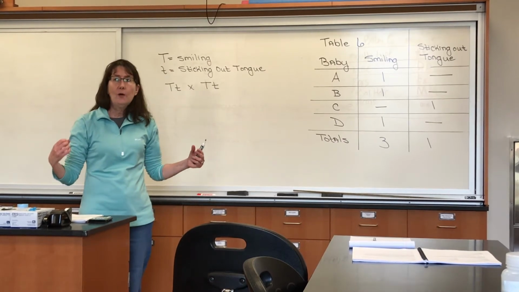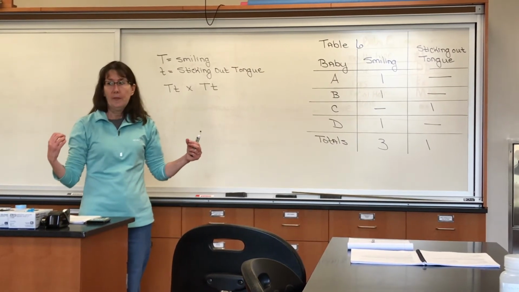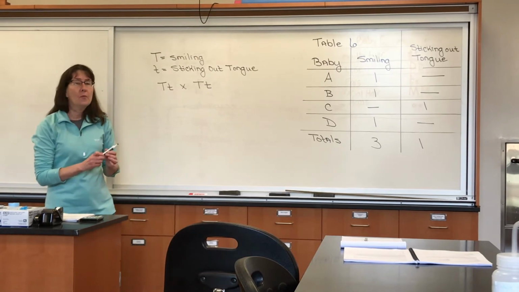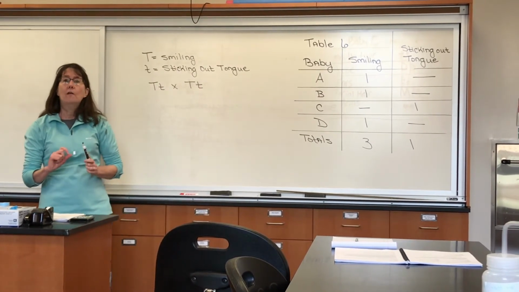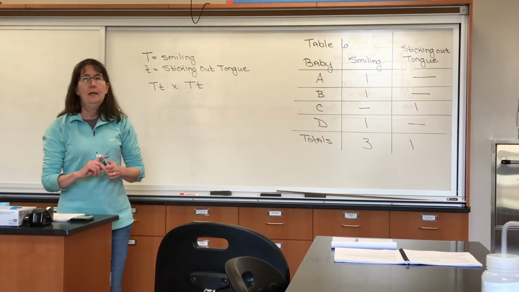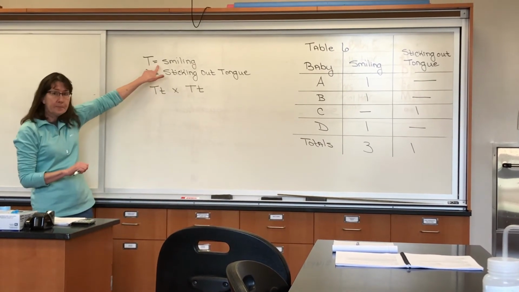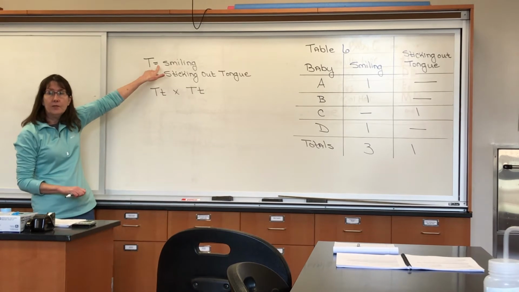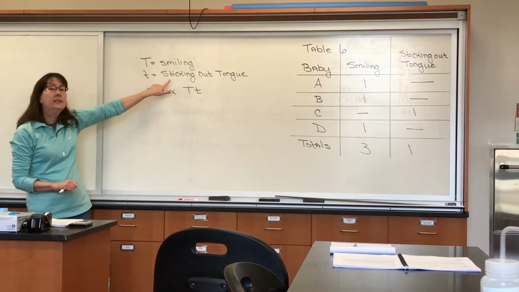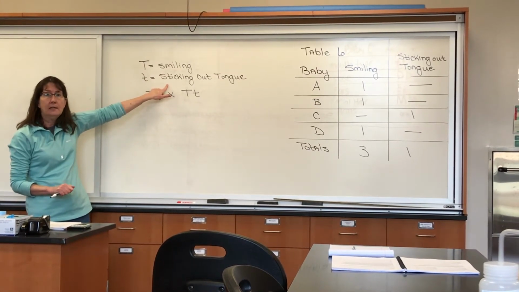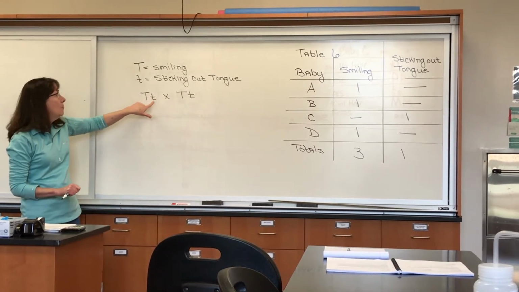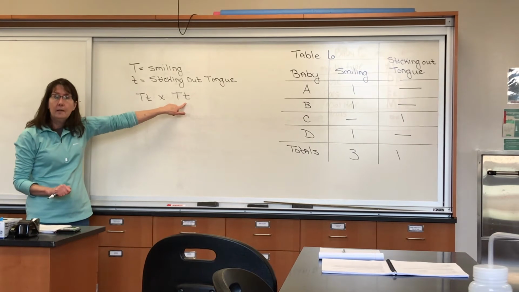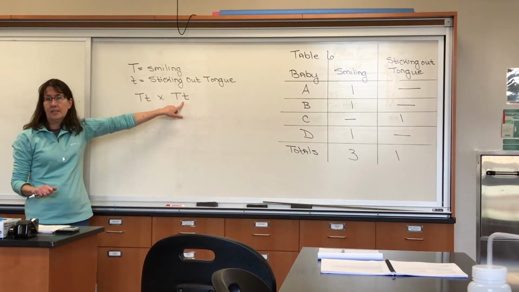Those ratios hold true as long as we start with 2 individuals that are heterozygous for our characteristic. So in our potato head, our dominant allele was for smiling, our recessive allele was for sticking out the tongue. Our original father, Mr. Potato Head, was heterozygous. The mother, Potato Head, was also heterozygous.